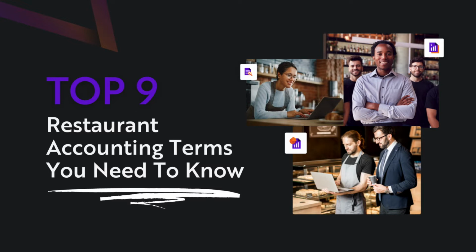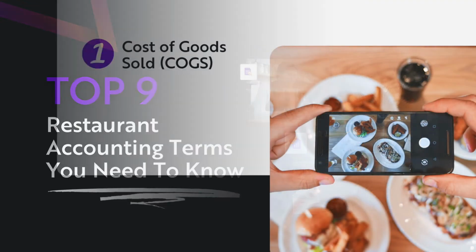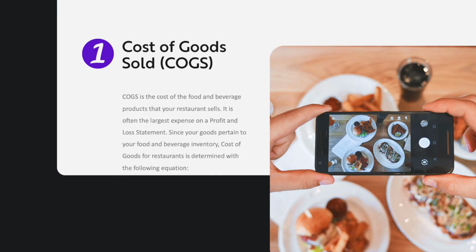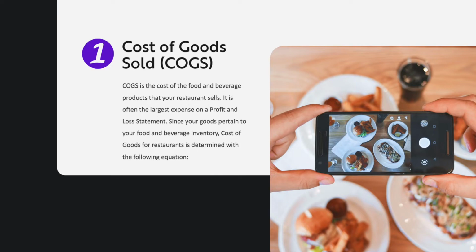Thanks for joining us. This week, we're going to be talking about the top 9 restaurant accounting terms that you need to know. Right off the bat, at number 1 is cost of goods sold, COGS for short. COGS is the cost of food and beverage products that your restaurant sells. It is often the largest expense on a profit and loss statement.